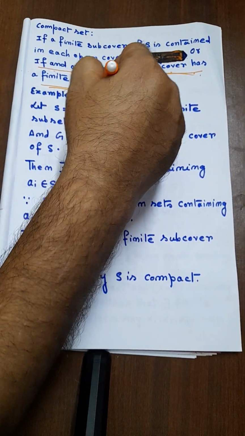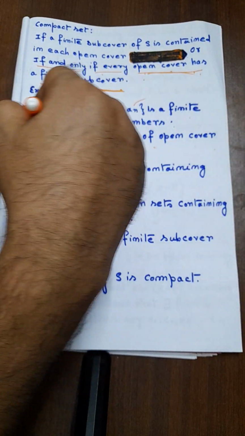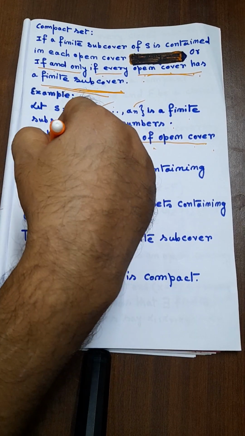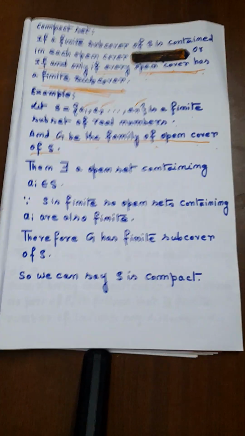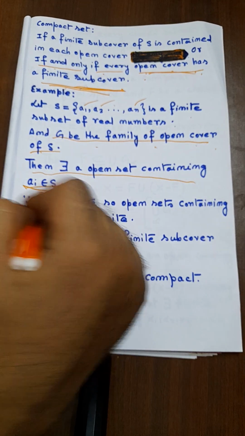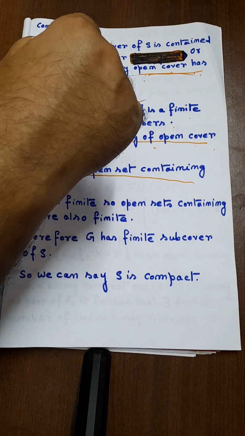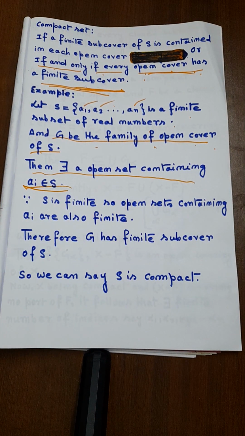Example: let S equal {a1, a2, ..., an} be a finite subset of real numbers, and G be a family of open covers of S. Then there exists an open set containing each ai belonging to S. Since S is finite, the open sets containing ai are also finite. Therefore, G has a finite subcover of S. So we can say S is compact, because this is the definition of a compact set.